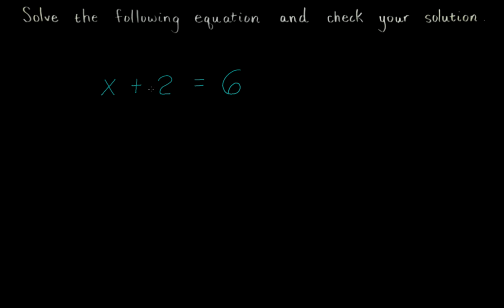Alright, in this problem right here, we have x plus 2 equals 6. So this is our first example. Now you may be saying to yourself right away, well, x is equal to 4, because 4 plus 2 equals 6. Well, you're absolutely right if you said that. 4 plus 2 does equal 6, so x is equal to 4.